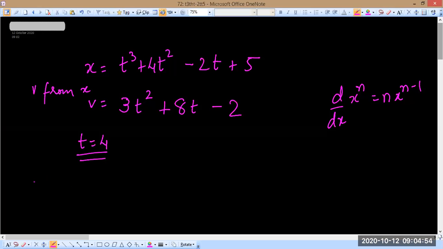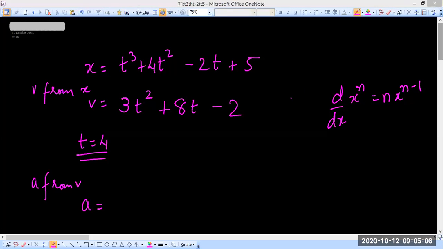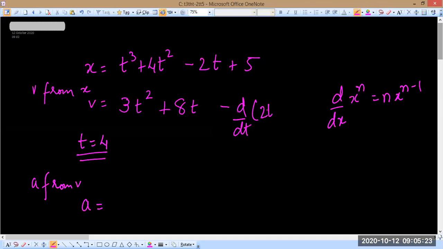Same procedure for acceleration. If you want to find A from V, then -2 is constant. That is why this -2 came here, because -2 is constant. I hope you still remember, kick the constant out.